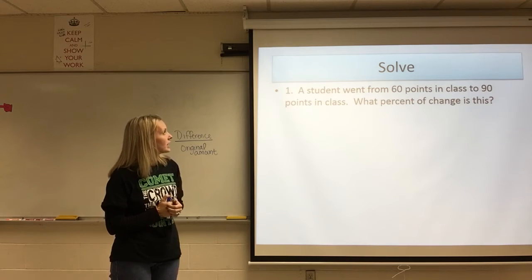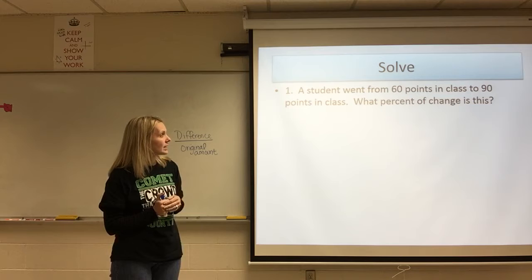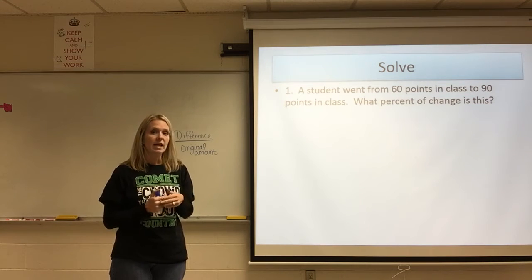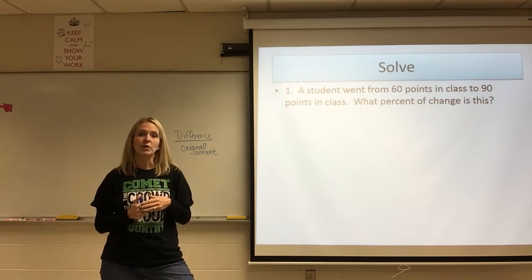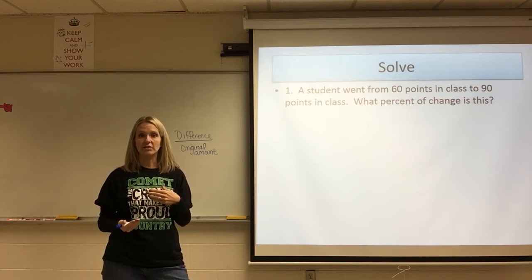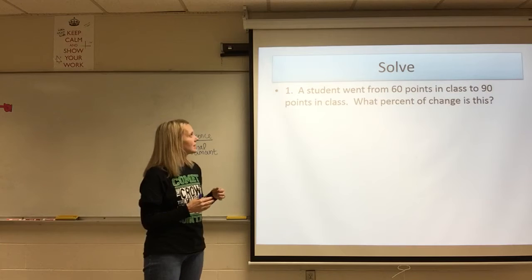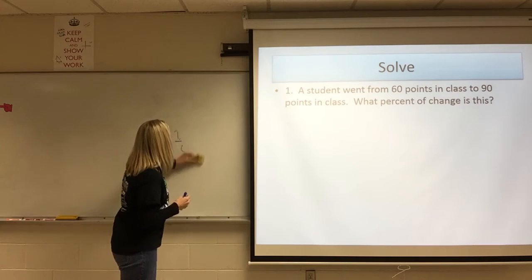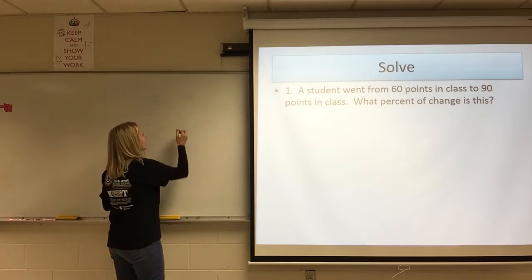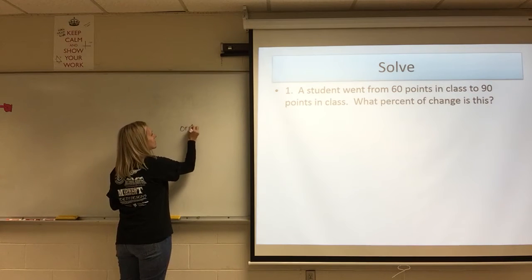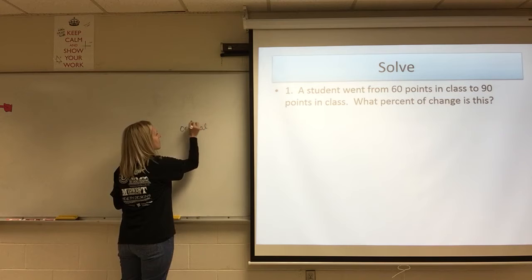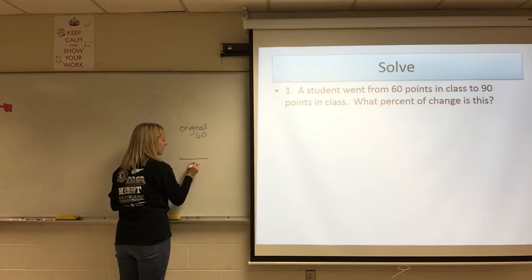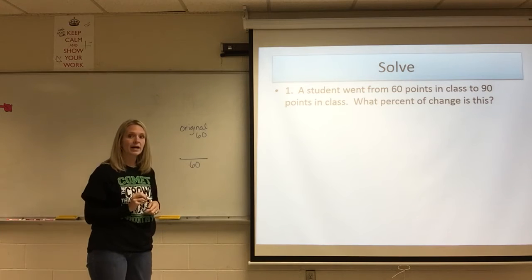So for this first one, a student went from 60 points in class to 90 points in class. What percent of change is this? And we also discussed identifying whether it was an increase or a decrease. So when we're doing this, the student started off with a 60. So that means that their original amount is 60. So once we find our difference, that is what we're going to divide by.